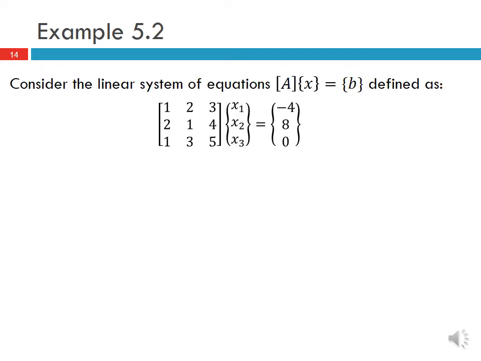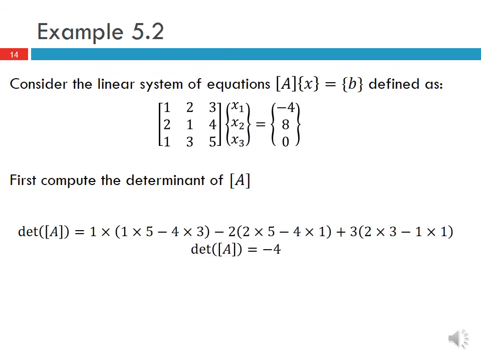Now let's try another example. Consider this linear system shown here, which is a 3 by 3 system. The first thing we want to do is compute the determinant of A. In this case, the determinant of A is -4.